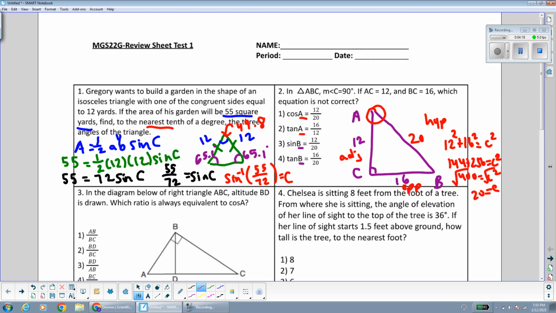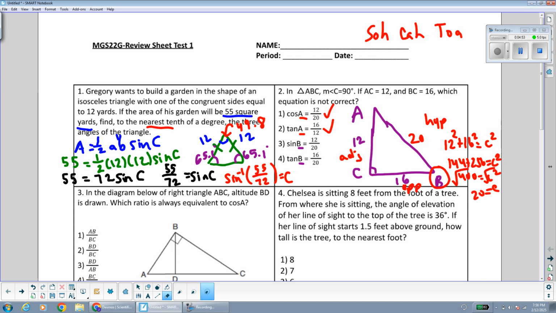So let's check out cosine of angle A. If I write on my paper, cosine is A over H. So from angle A, we have A over H, 12 over 20. This one is correct. From angle A, tangent is opposite over adjacent, 16 over 12. That is correct. So now, to check out the other answer choices, I'm going to relabel my triangle because the other two answer choices focus on angle B.